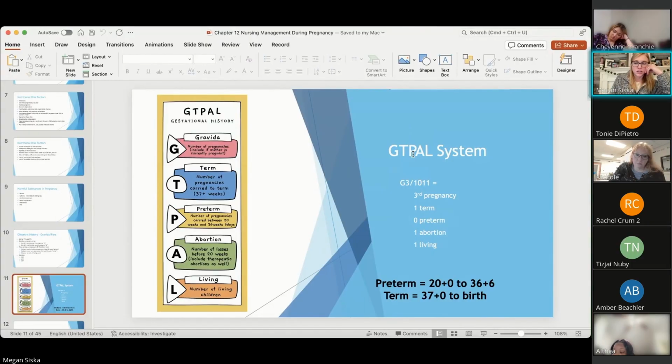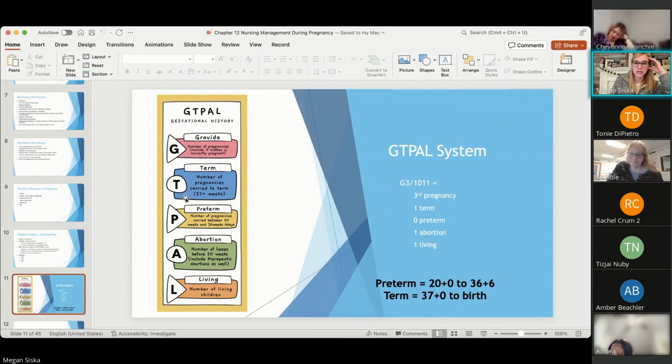So GTPAL is an acronym. G still stands for gravida, so number of pregnancies. And don't forget to count if she's currently pregnant. So if the scenario says a pregnant patient comes in for her OB visit and tells you that she's had 2 other babies, or 2 other pregnancies, then she's a G3, because you want to count that current pregnancy plus the 2 others that she's telling you about. So gravida, or number of pregnancies, that's your G.